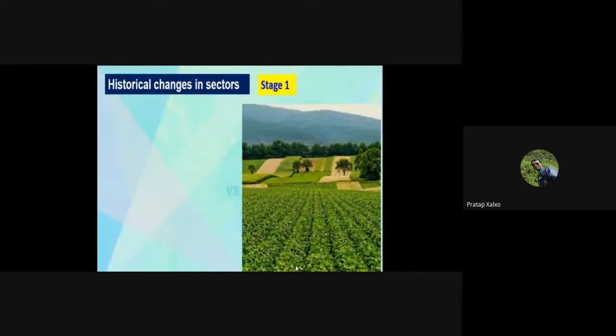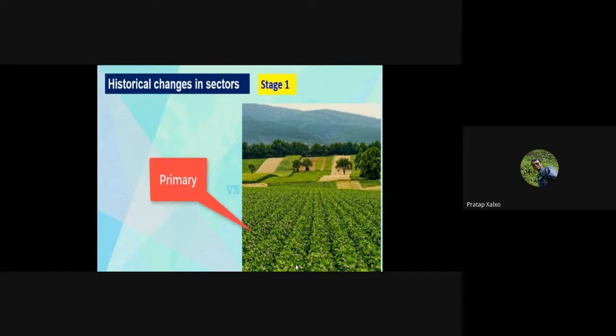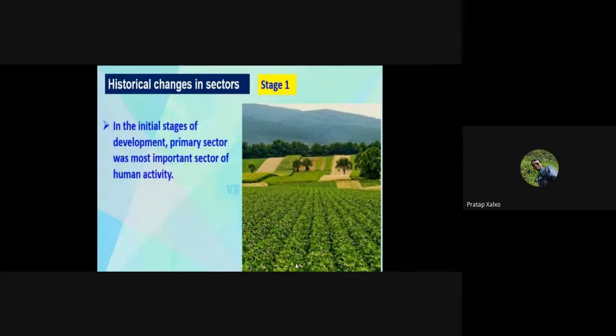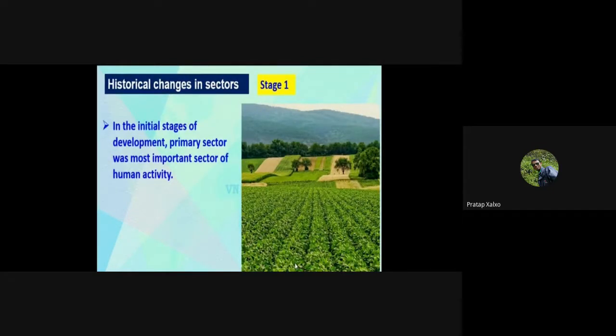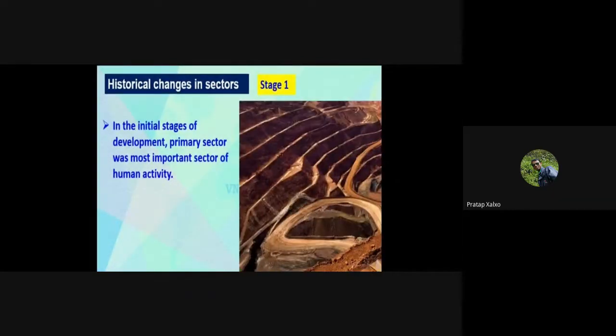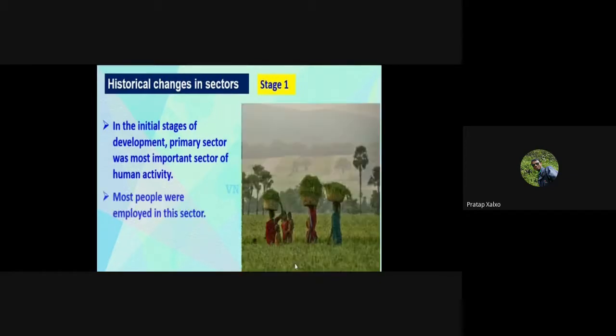The world was in the first stage. That's the time when the main activity, or the occupation, of people all over the world was agriculture. So we can say in the initial stage of development, the primary sector was the most important sector of human activity, because we knew agriculture or mining or fishing. Most people were employed in this sector, and most of the goods produced were natural products.